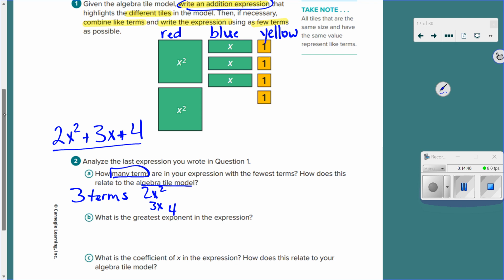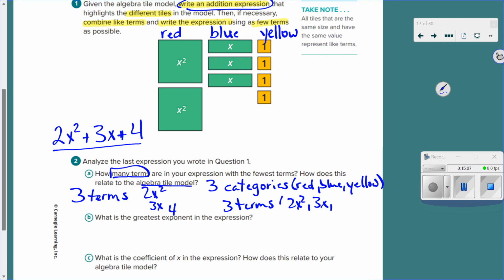3 categories: red, blue, yellow. And 3 terms. x squared, 3x, and 4. Everybody see that linkage? So really the term is just what color is it in there.